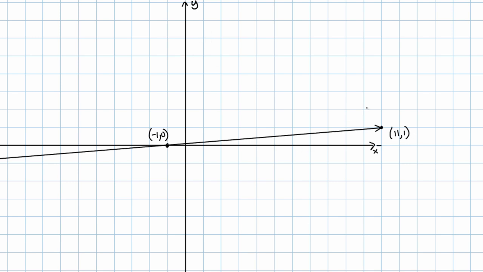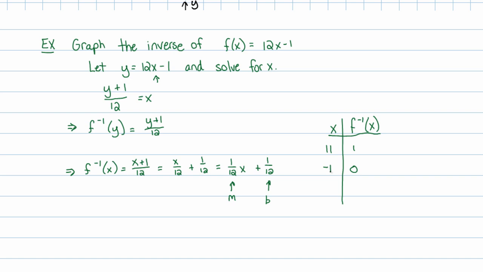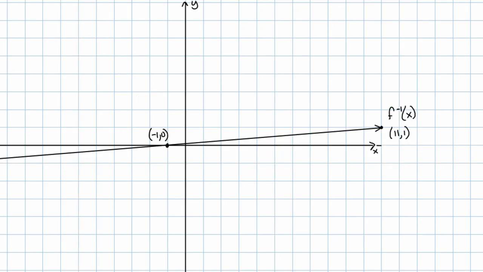What I get is this line right here, a very shallow line. Now what I'm going to demonstrate next is I'm going to use the original function. So this is f inverse of x here. I'm going to go ahead and plot f of x, which was just 12x minus 1. So it's a slope of 12 and a y-intercept of negative 1. Let me plot the y-intercept of negative 1, and then the slope is 12, so I'll go up 12 and over 1. 1, 2, 3, 4, 5. Oh, this is going to go off the screen.